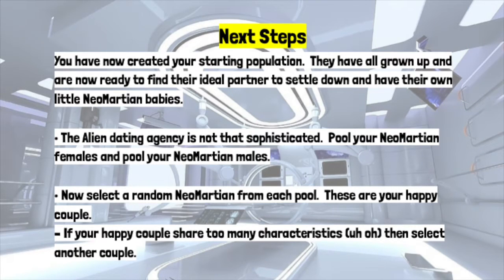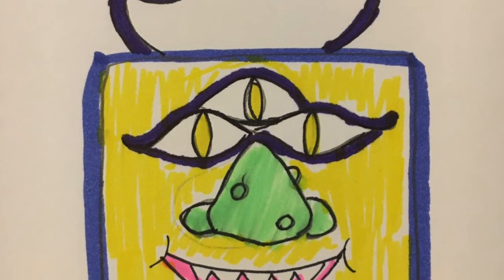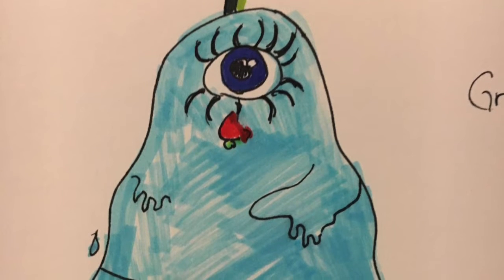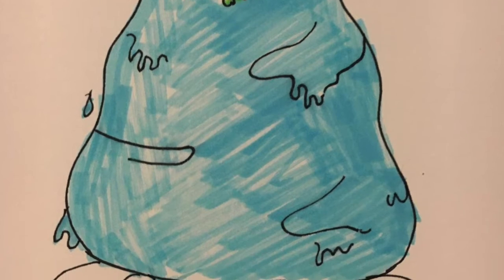So now that you have created your starting population, they have all grown up and now are ready to find their ideal partner to settle down and have their own little Neo-Martian babies. Congratulations on starting the Neo-Martian species. All right, so now's the time to have some fun with this. So we are going to join Mamie and Miranda as they show us exactly how the game works.